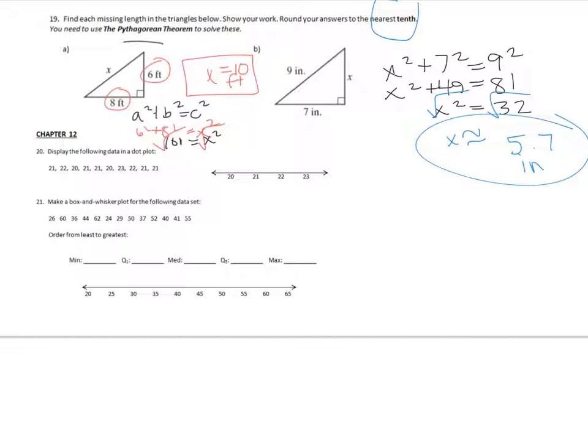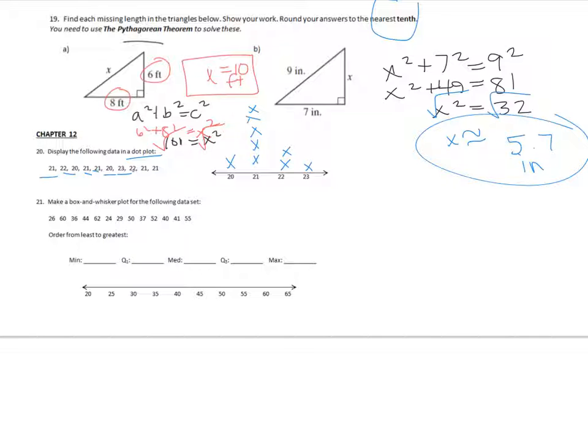Number 12, display the following data in a dot plot. So a dot plot is make an X on the number line for each number represented. 21, 20, 23, 22, 21, 21.